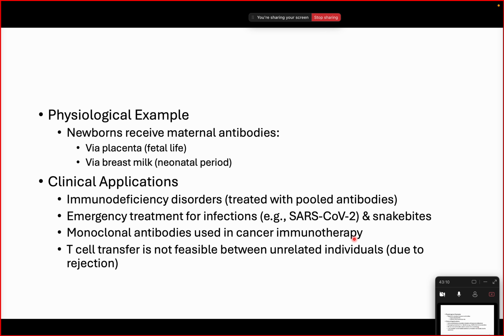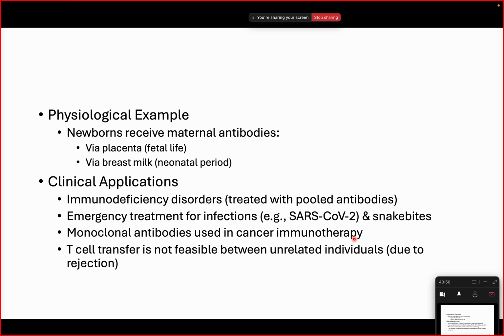Physiological example: newborns receive maternal antibodies via the placenta and via breast milk. So this is passive immunity. A clinical application is immunodeficiency disorder treated with pooled antibodies. If a person doesn't have their own immune system, we can give this individual antibodies from outside so that they can have a good enough immune response against day-to-day microbes, though their body is not able to do it on its own.